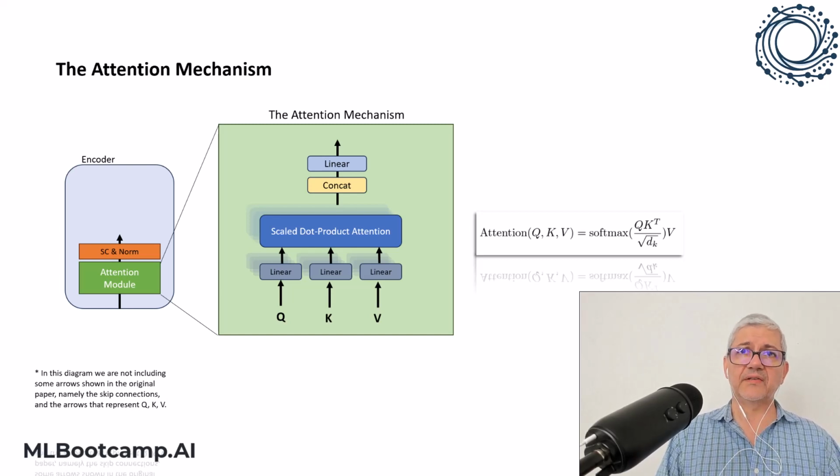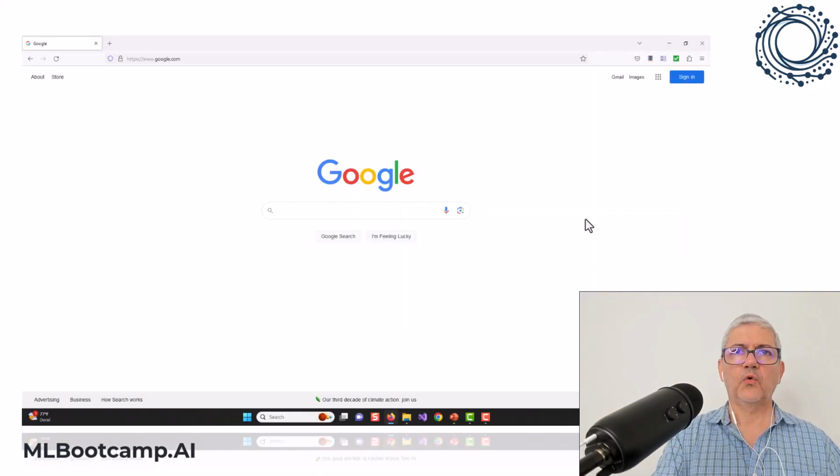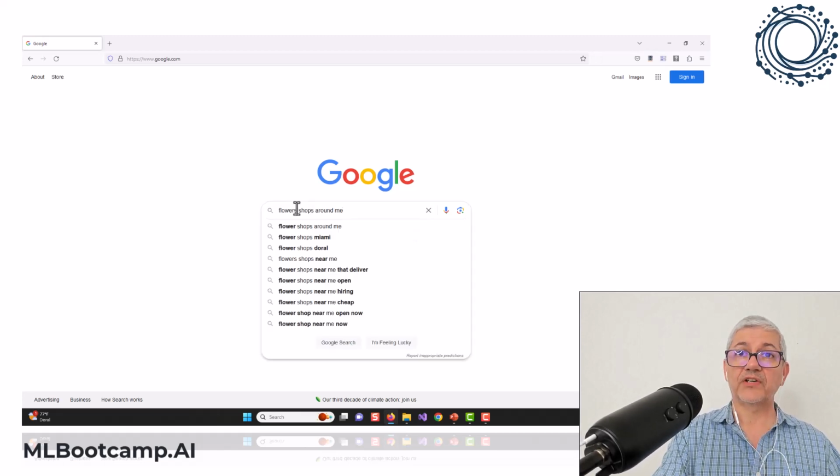The attention mechanism starts with the creation of three matrices: query, key, and value. These three components are like different roles in a conversation. One example that I use a lot to explain this in other terms is this. Imagine that you open your Google search, and in the search bar you enter something that you are looking for. This is the query. For instance, flower shops around me. This will be the query.